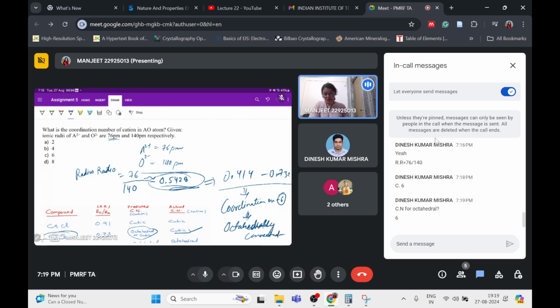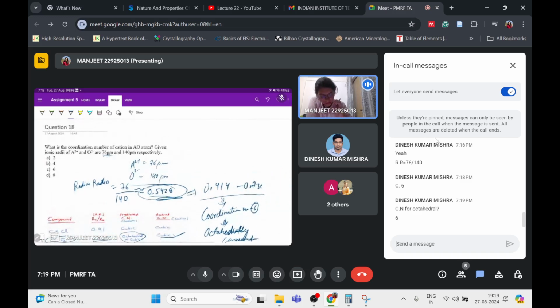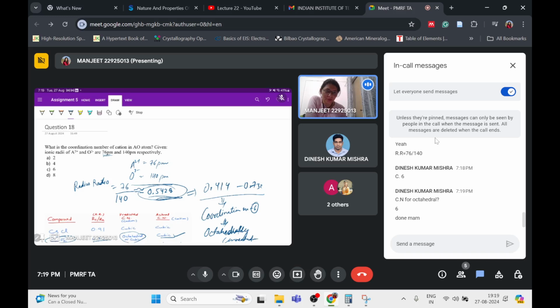Okay, so this is about question number 18. If someone has any doubt in any of the questions in assignment number 5, then you can ask. Yes, the coordination number for the octahedral will be 6. So this is all about assignment number 5. If you have any query, then we can discuss. Otherwise I will summarize assignment number 5 from the starting, and then we will end this meeting.